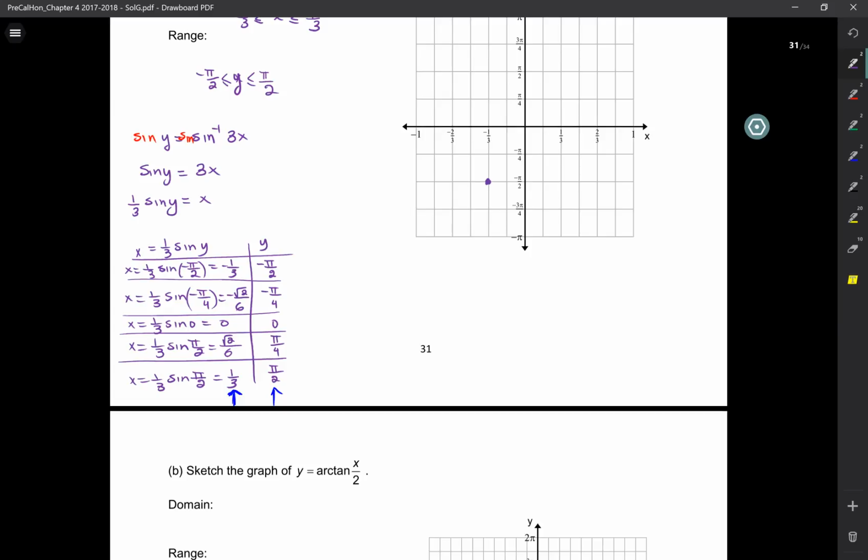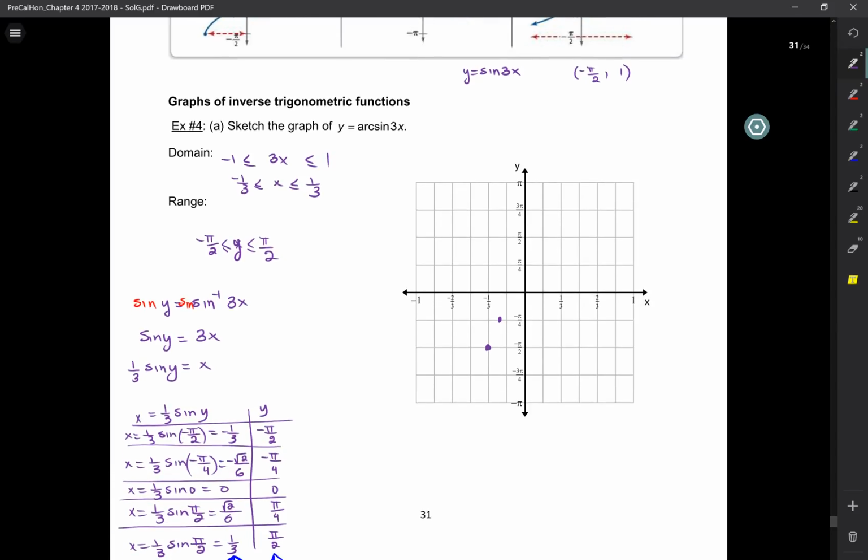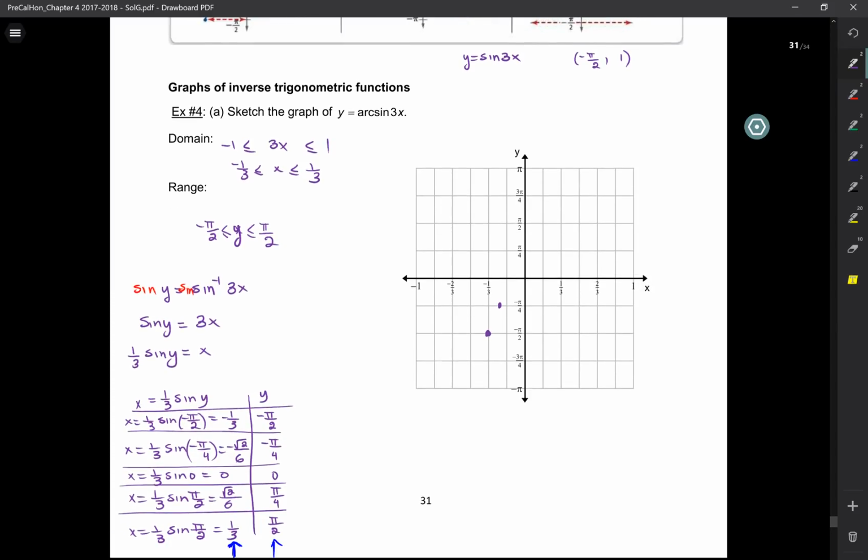Now, can somebody give me the value of it on their calculator? -√2/6. How much? Point what? 0.24. 0.24, right? So that's going to be somewhere over here. What was your question? If we can do it mentally, do we have to do a table? No, not absolutely. You could do it without.